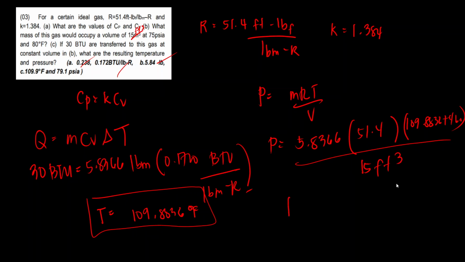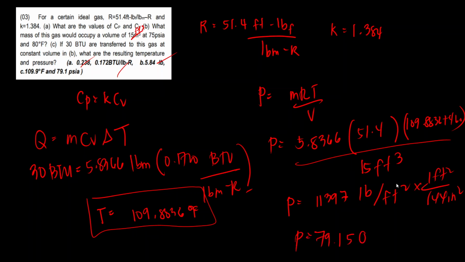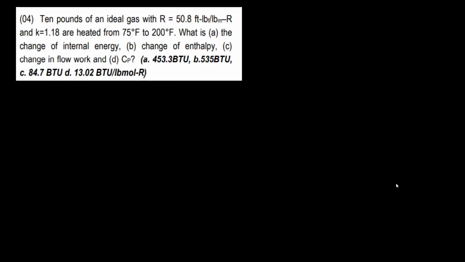So, this is equivalent to 11397 pound per feet squared, or pag kinonvert natin to into PSIA, 1 feet squared over 144 inches squared. So this is equivalent to 79.1508 PSIA. Okay, so another final answer. Okay, so let's proceed to the next.